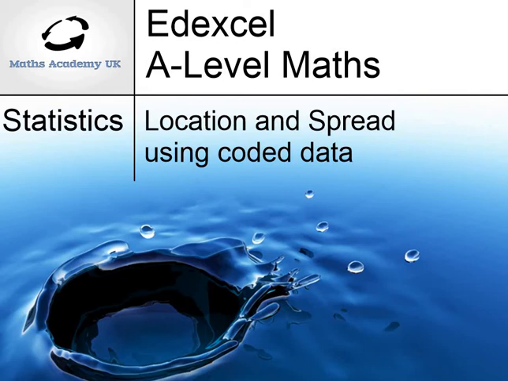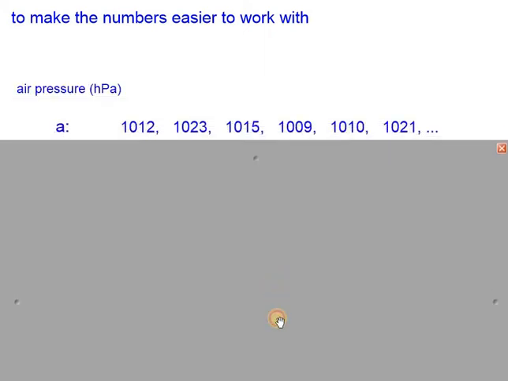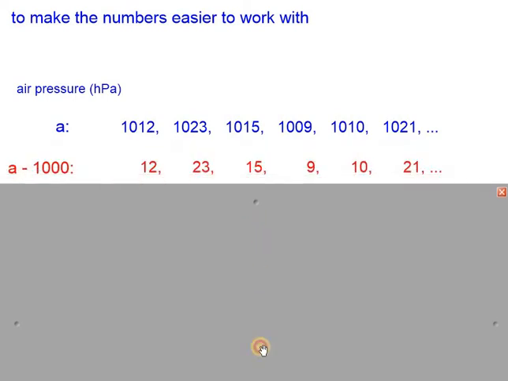Measures of location and spread using coded data. So why do we code data? It could be to make the numbers easier to work with. For instance, I've got some data here on air pressure measured in hectopascals. So to make the numbers easier to work with, I could subtract 1000 from each of these data values. So this is my coding here.